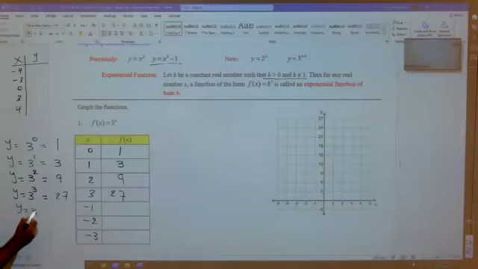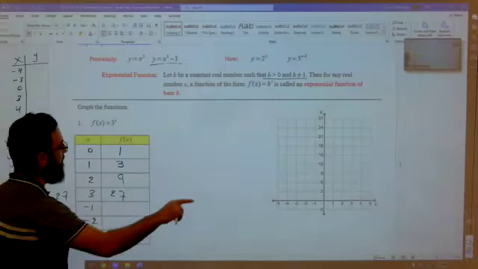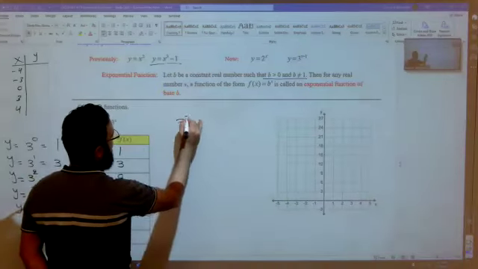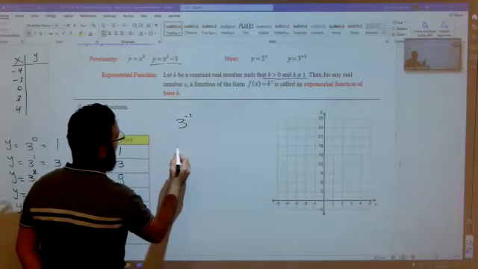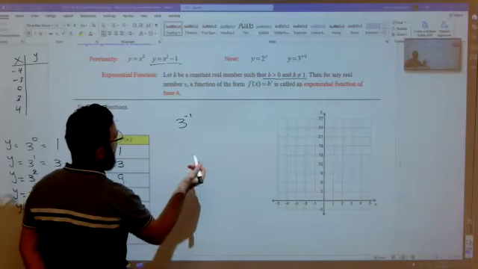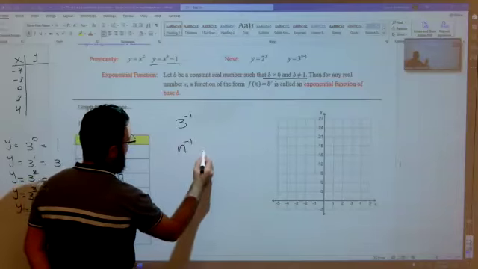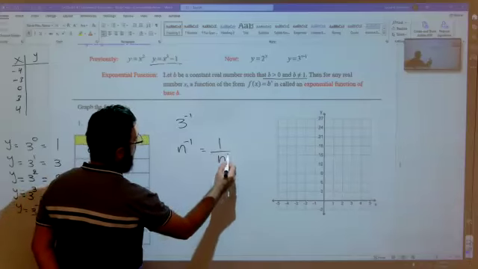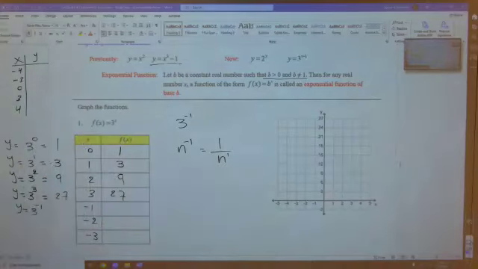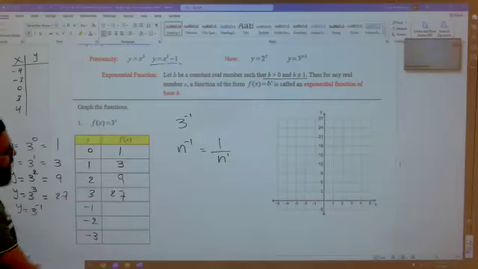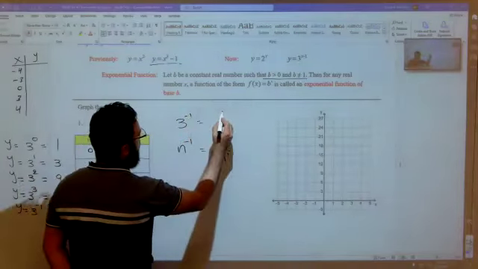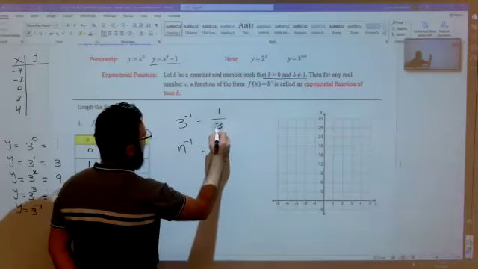y equals 3 to the negative 1. How much is it going to be? 3 to the negative 1. Turn the exponent positive. Perfect, but how? Here is the rule. Remember when we have a number with negative exponents? Put it as 1 over the number with a positive exponent. Okay? So the same thing here. 3 to the negative 1 is 1 over 3 to the positive 1.